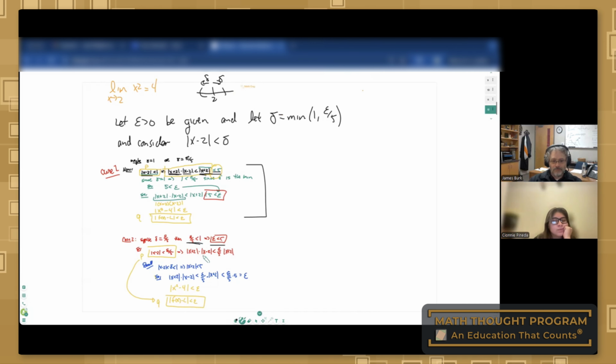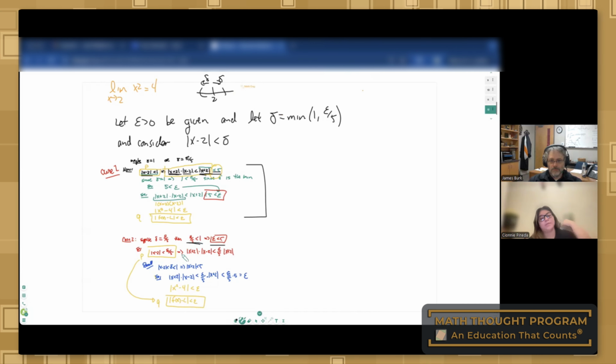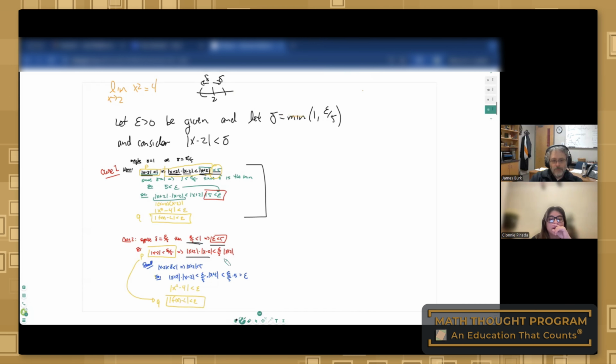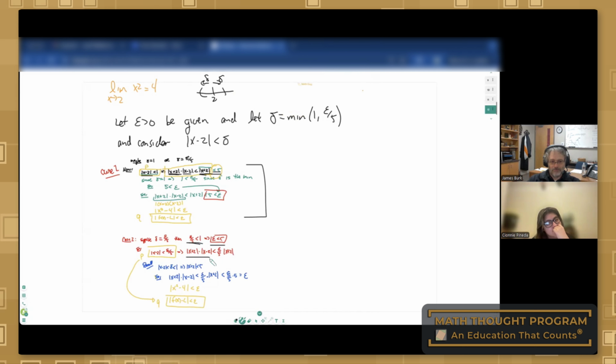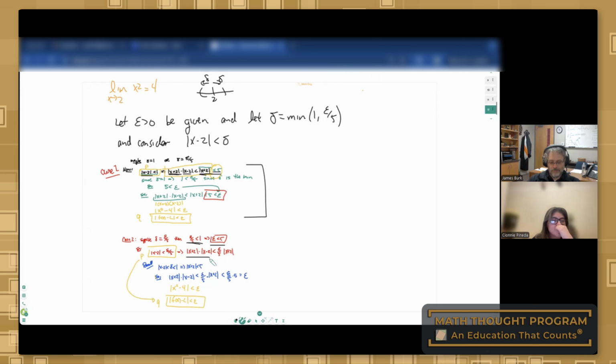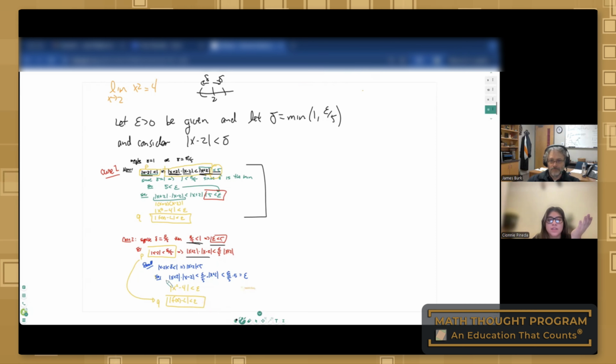Yeah. And then, here I'm doing the same thing where I'm multiplying both sides by x plus 2. It's a non-negative quantity, so you don't have to worry about flipping the inequality. Just multiply it through. And then recall that x minus 2 is less than delta based off the statement, right?